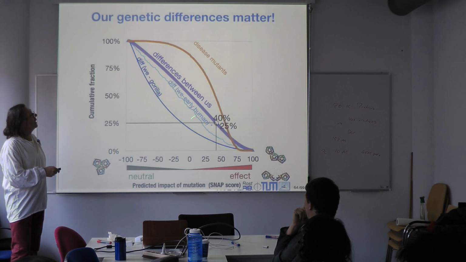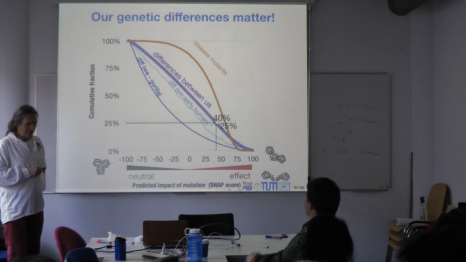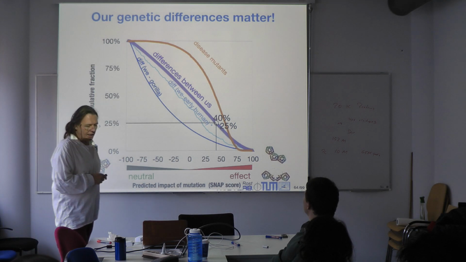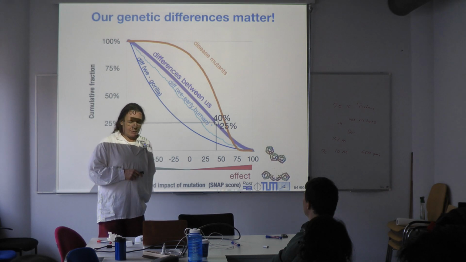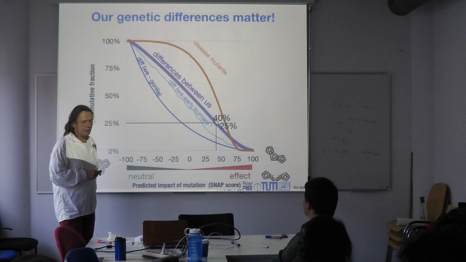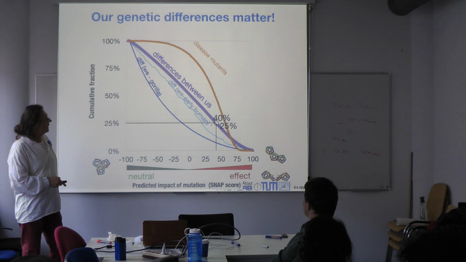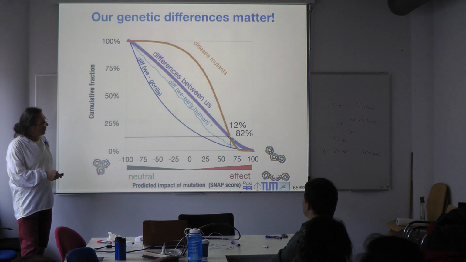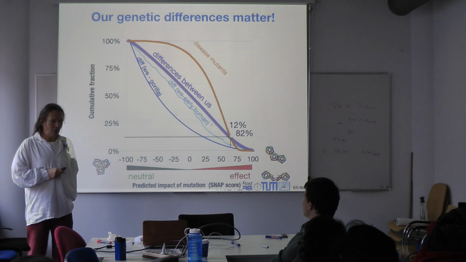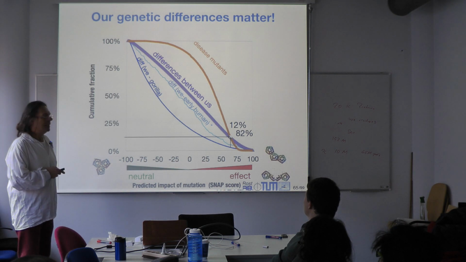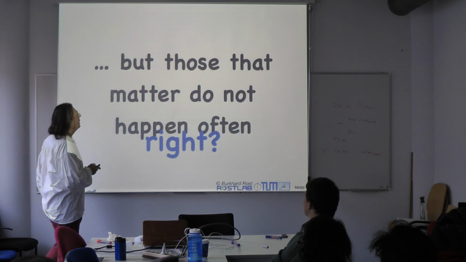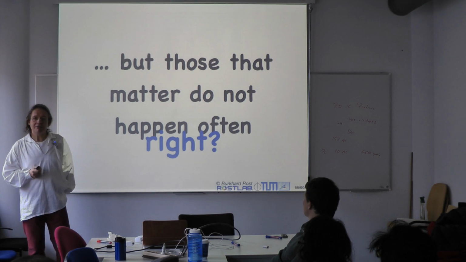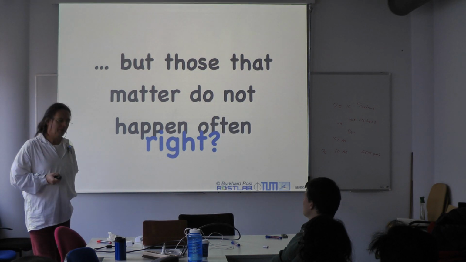Again, now we have some of these variants that matter, and one way of looking at it is clearly our genetic differences do matter. There's no doubt. Some of those actually are even as high as these OMIM variants. But then the argument that some people would have is, okay, those that make a difference, they do not happen frequently.